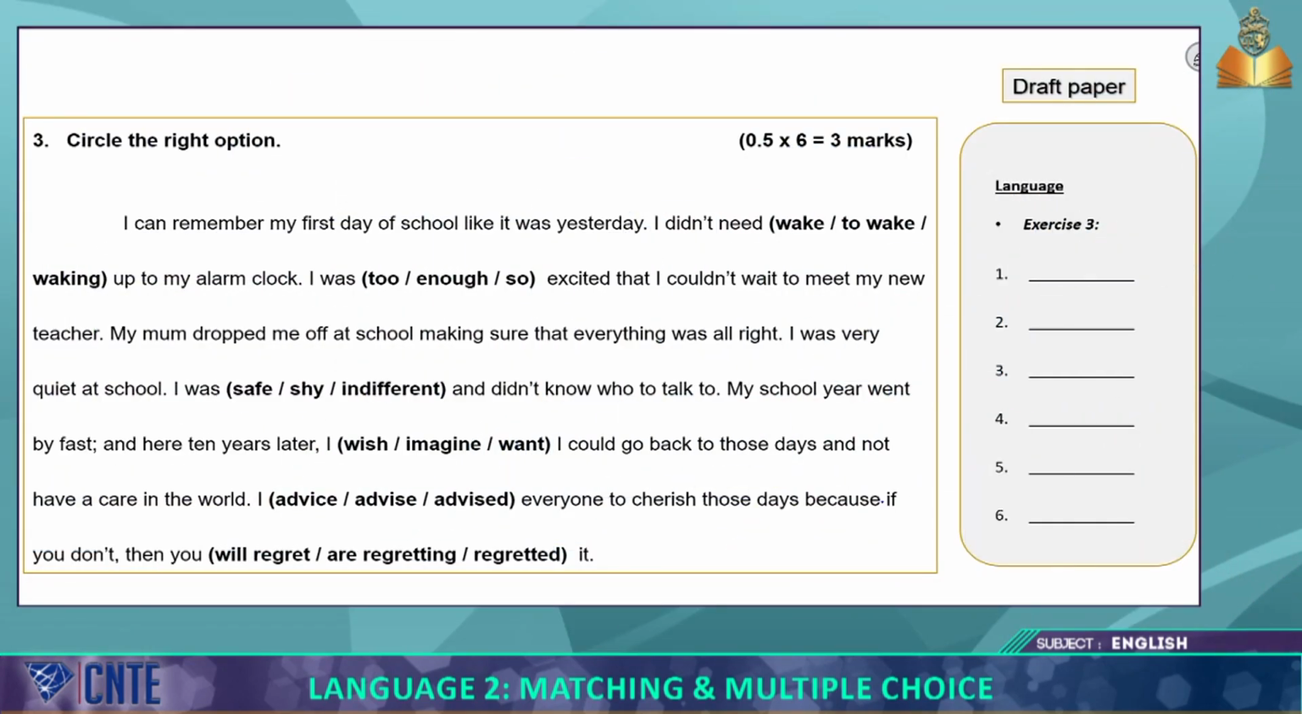All these tips are of great help when dealing with the different language tasks. Let's use them to do exercise 3. The paragraph starts as follows. I can remember my first day of school like it was yesterday.